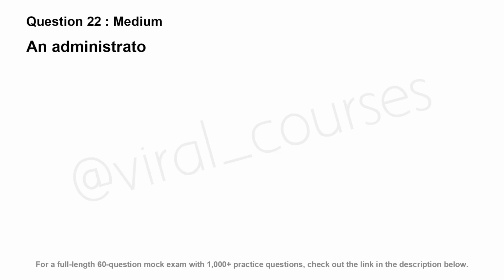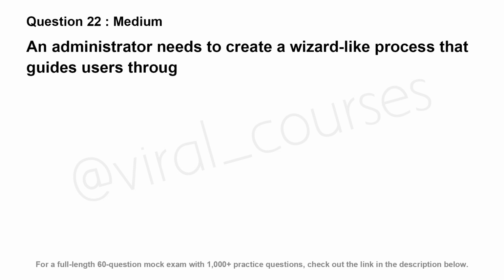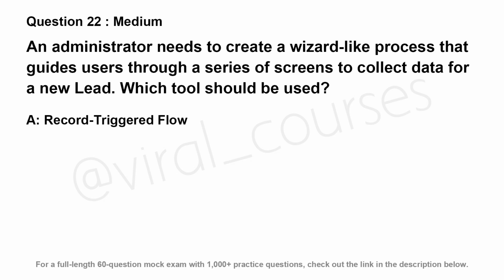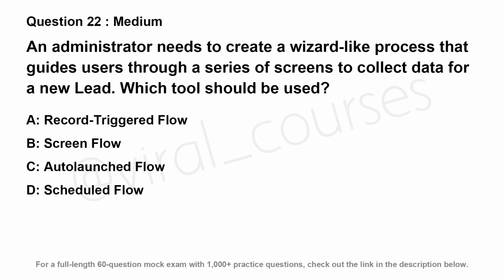An administrator needs to create a wizard-like process that guides users through a series of screens to collect data for a new lead. Which tool should be used? Option A. Record-triggered flow. Option B. Screen flow. Option C. Auto-launched flow. Option D. Scheduled flow.